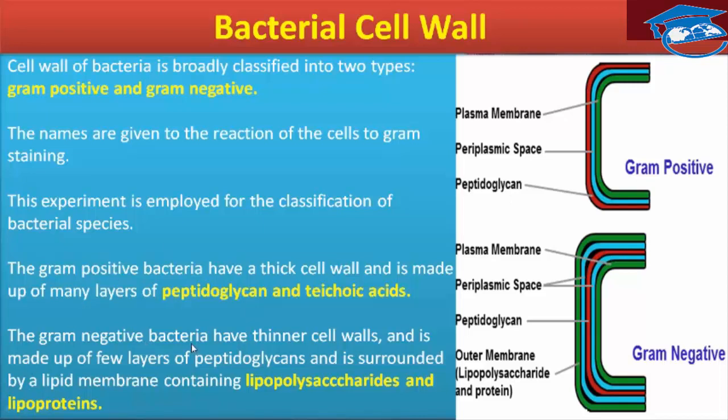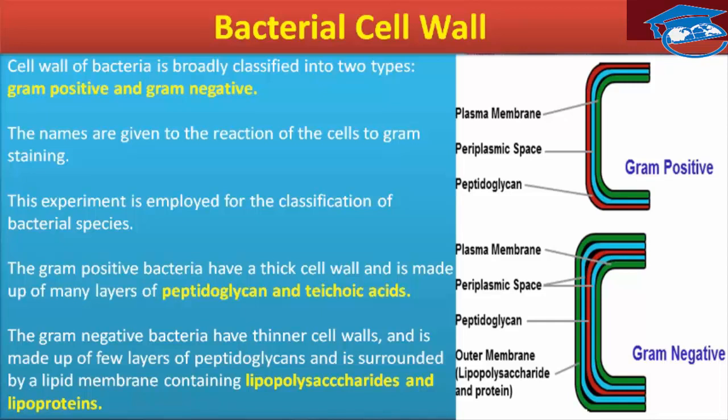Then comes gram negative bacteria. They have a thinner cell wall made up of few layers of peptidoglycan and surrounded by a lipid membrane containing lipopolysaccharide and lipoprotein. See, this is gram negative bacteria. The green layer represents the plasma membrane. Then this is the periplasmic space. Then this is peptidoglycan, the red one, and this is the outer membrane, which is made up of lipopolysaccharides and protein. And the outer layer is this one, made up of lipopolysaccharides and protein.